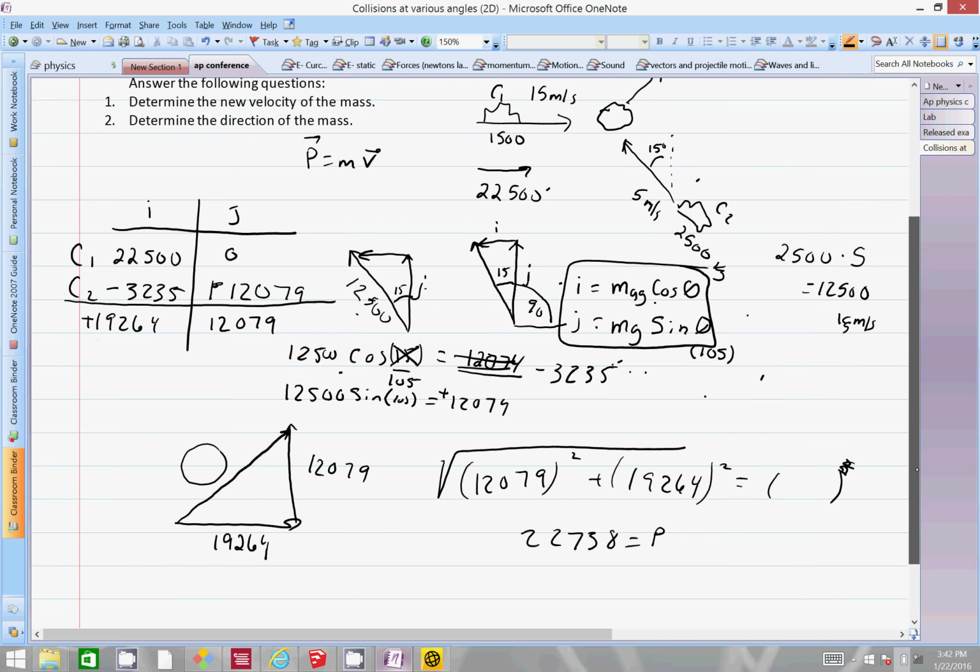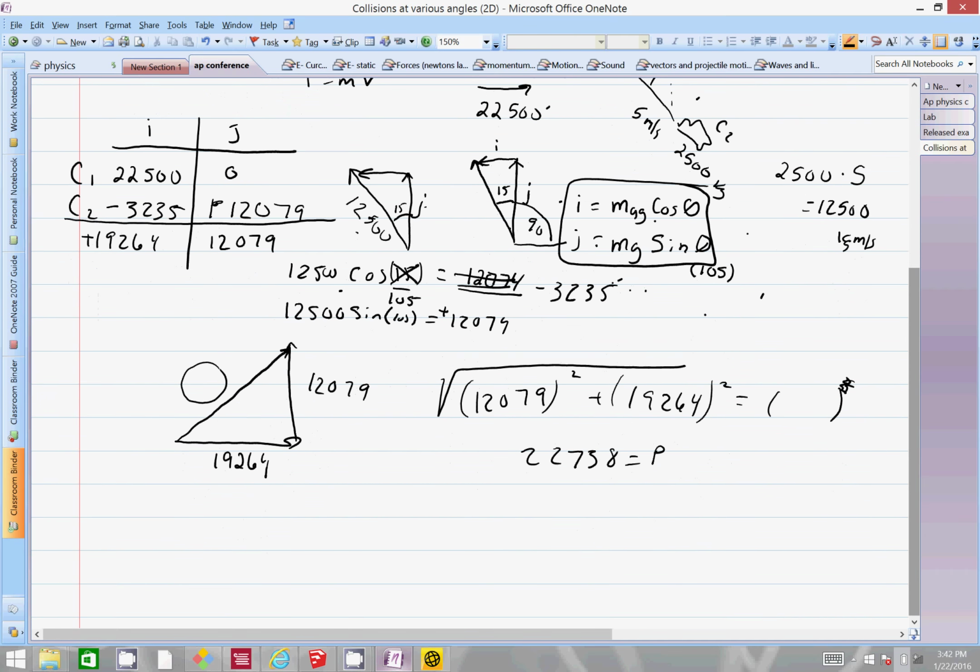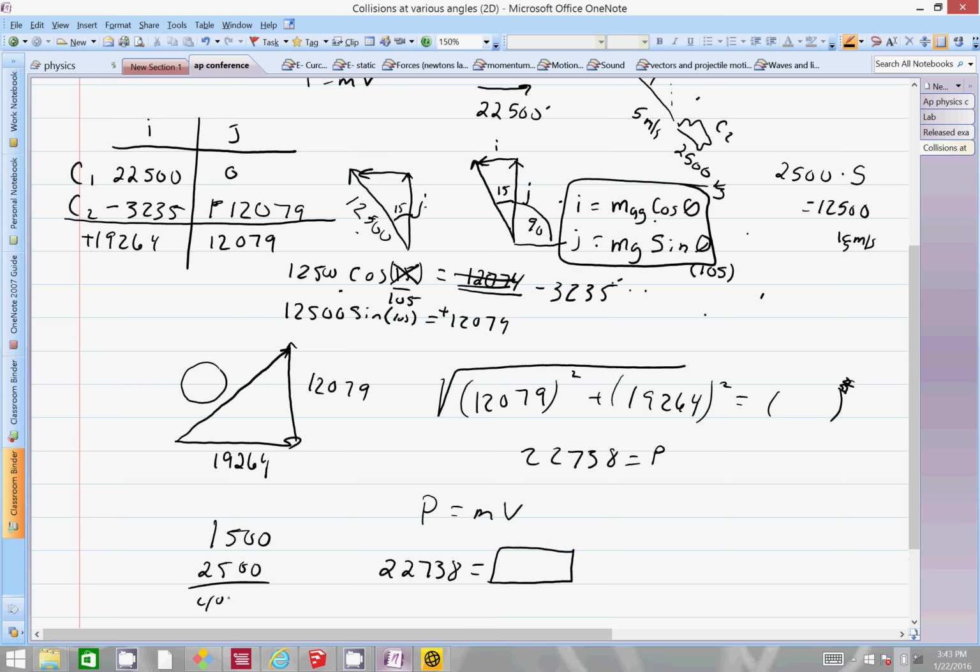Okay, now let's take a moment and let's figure out the actual velocity. Now momentum is mass times velocity. Momentum being 22,738 equals my whole mass. The whole mass of this thing is going to be, the original one was 1,500, 2,500, I guess that would be 4,000. Okay, so put the 4,000 in here, and then we have the velocity. So momentum divided by 4,000, and we get about v equals 5.6 meters per second.